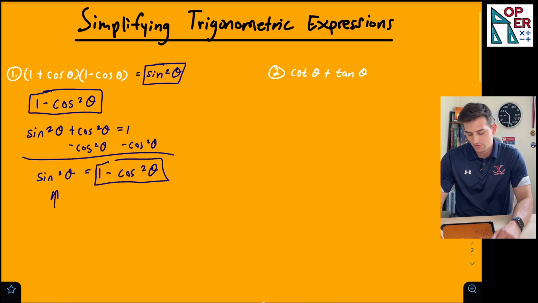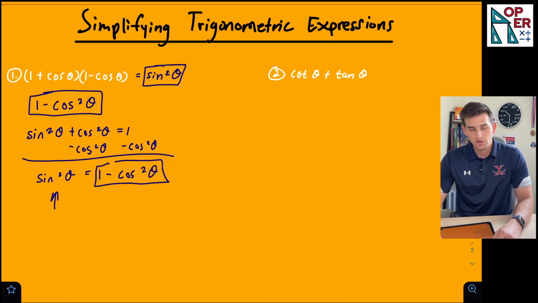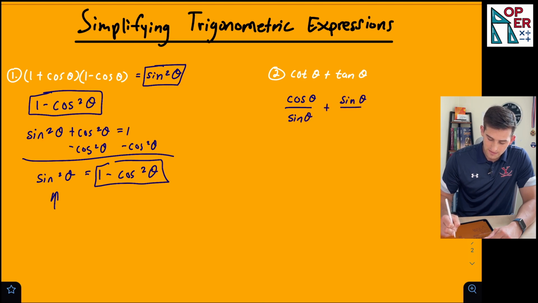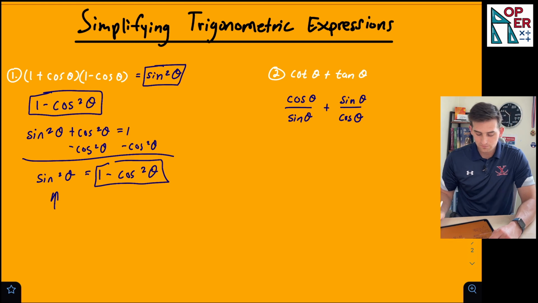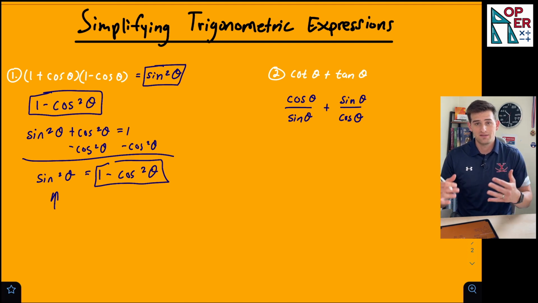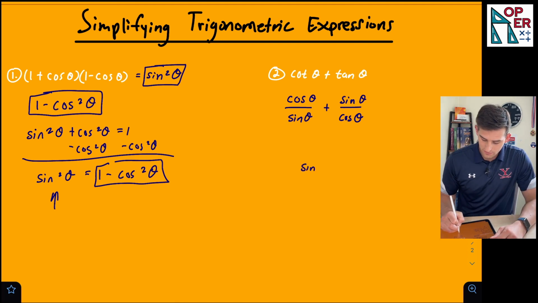All right, number two, we have cotangent of theta plus tangent of theta. Well, cotangent and tangent, we can simplify them to cosine over sine for cotangent, and then sine of theta over cosine of theta for tangent. So if I write cotangent of theta as cosine of theta over sine theta plus sine theta over cosine theta. Now, if I want to add these fractions, we have to have a common denominator. So I notice my common denominator should be sine theta cosine theta.